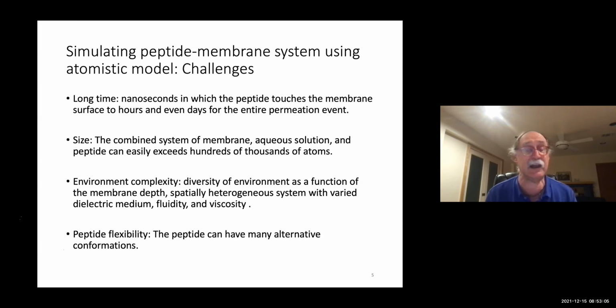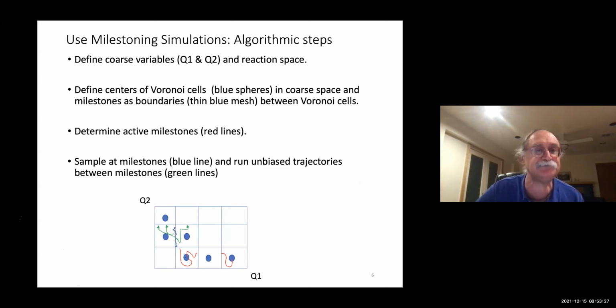There's a different dielectric, there's different fluidity and viscosity. And on top of all these challenges, the peptide is of length 30 amino acids, which is unstructured in water and very flexible. And somehow we need to make sure that we are sampling at least the important conformations of the peptide when we are doing this type of calculation.